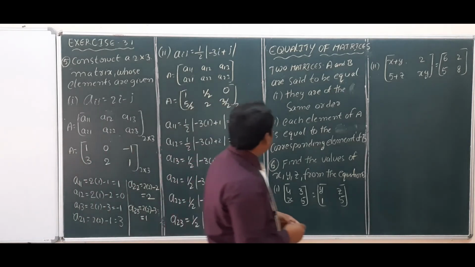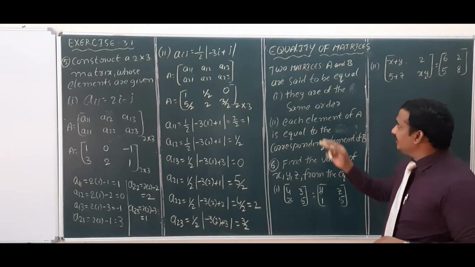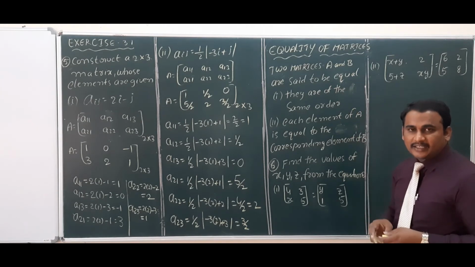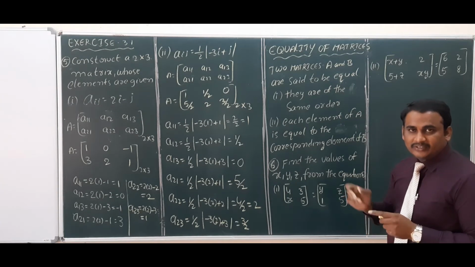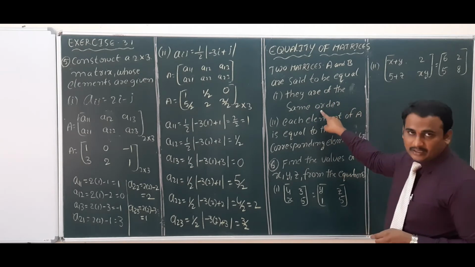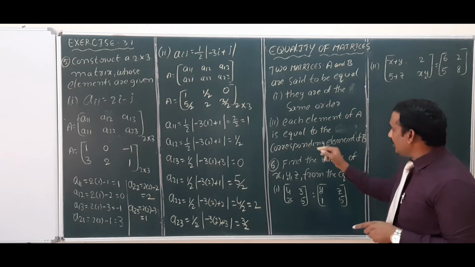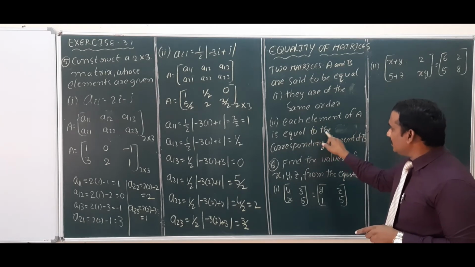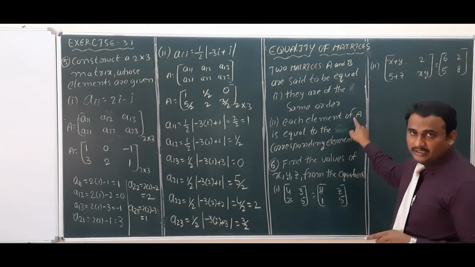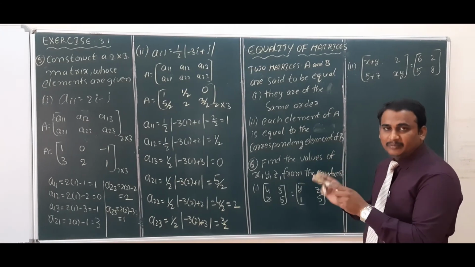Next one, concept: equality of matrices. When do we have to apply this condition? When two matrices, capital A and B, are given and said to be equal, you should not directly solve. You have to check the conditions. Here you have two conditions. First one is they are of the same order. If two matrices are of the same order, you have to equate. After equating, second point, each element of A is equal to the corresponding element of B. That means you have to equate both elements.